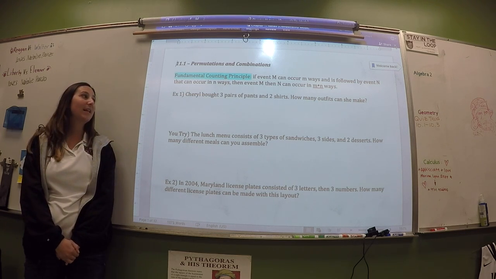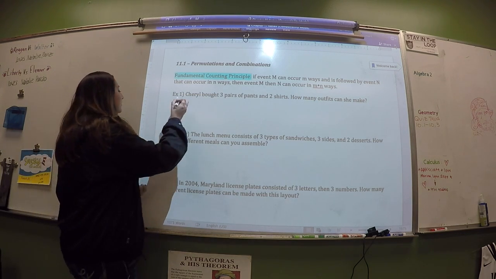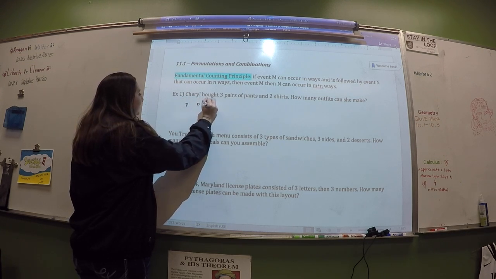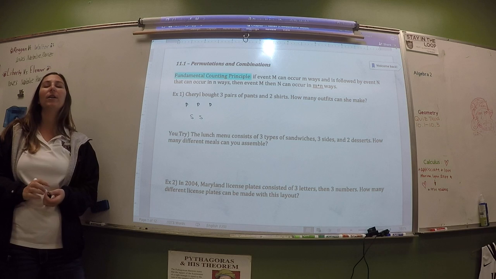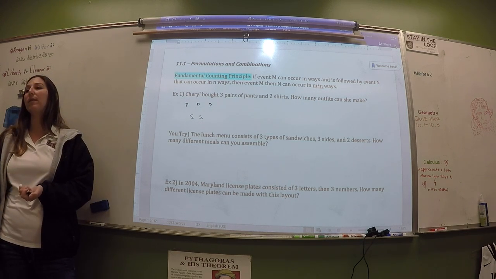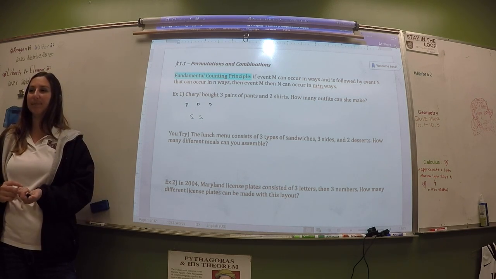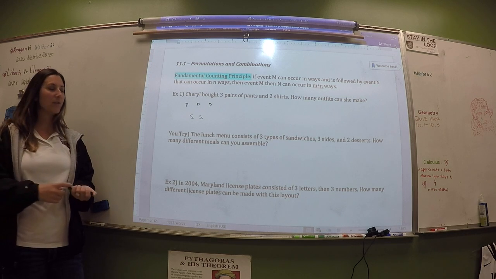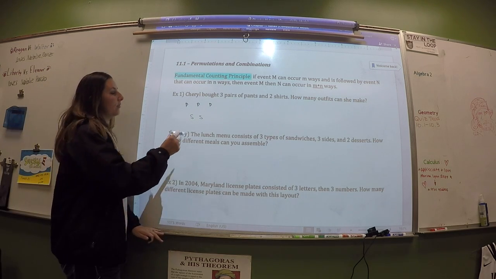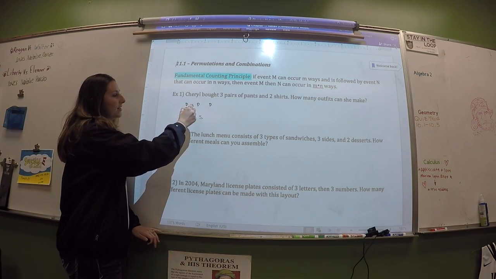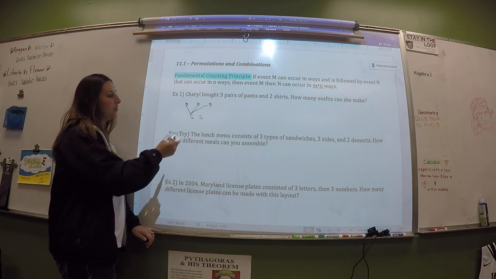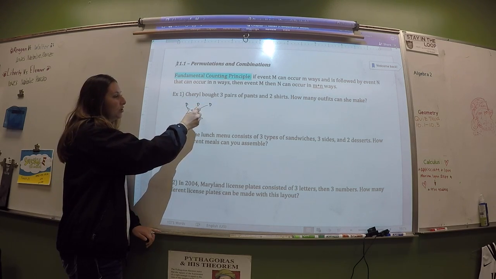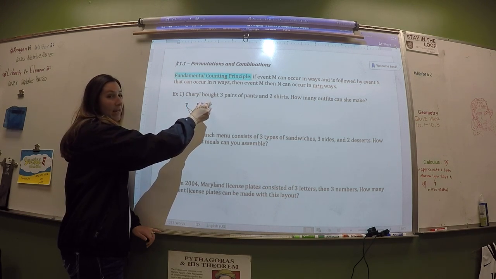So let's say you have 3 pairs of pants and 2 shirts, and you want to know how many outfits you can make with the shirts and the pants. If we were to make a diagram, we could wear this shirt with this pants, this shirt with this pants, this shirt with this pants. Then we could do this other shirt with this pants, this shirt with this pants, this shirt with this pants.